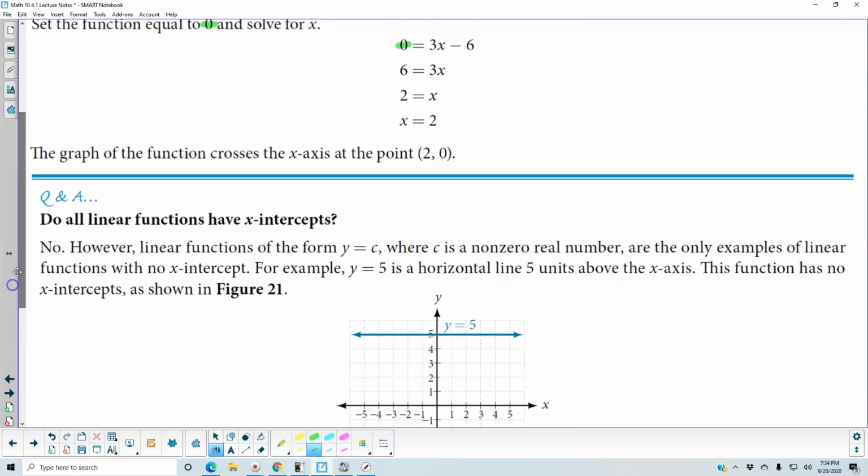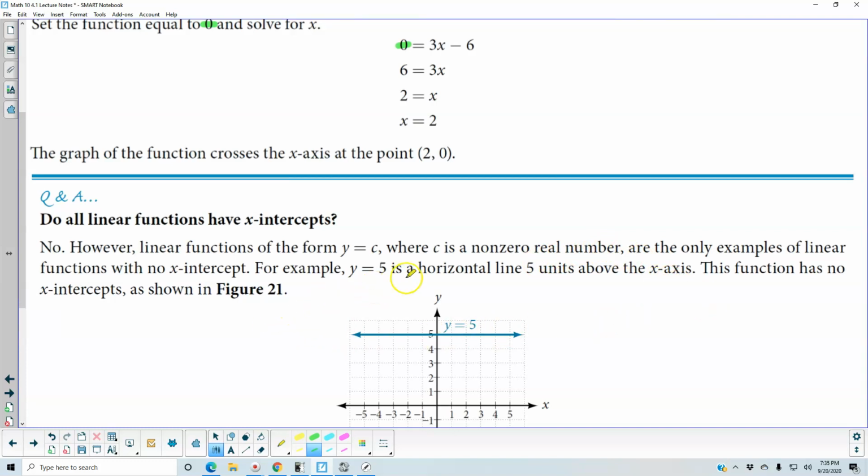Now, the question states: do all linear functions have x-intercepts? Well, the answer is no. However, linear functions of the form y equals c, where c is a non-zero real number, are the only examples of linear functions with no x-intercept.